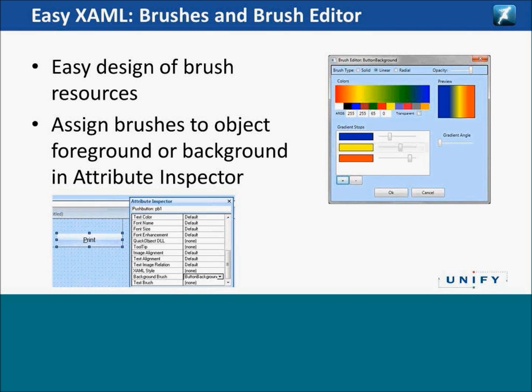And this is a screenshot of the brush editor that allows you to create brushes using gradients, gradient stops, and angles. You can create solid brushes, linear brushes, radial brushes. You can set the transparency, opacity. So a pretty neat little tool. And if you assign a brush to a button, for example, then you get the result that I show you now. Here is that colored button that starts with blue, goes into yellow, and then goes into orange with gradients.